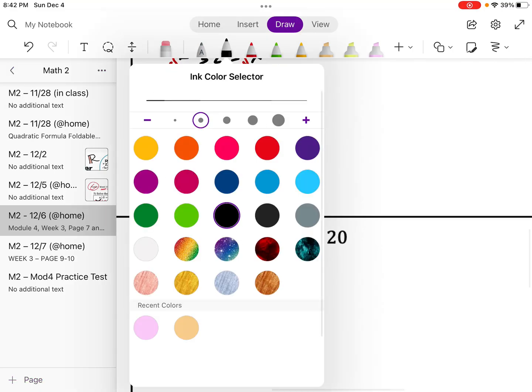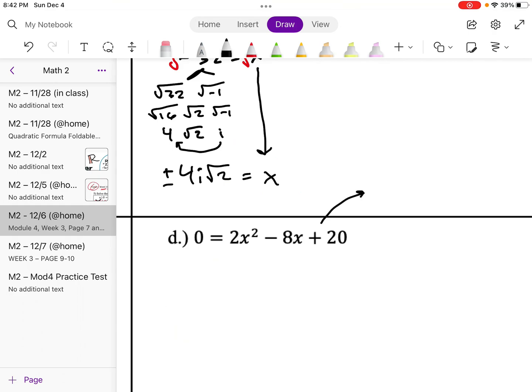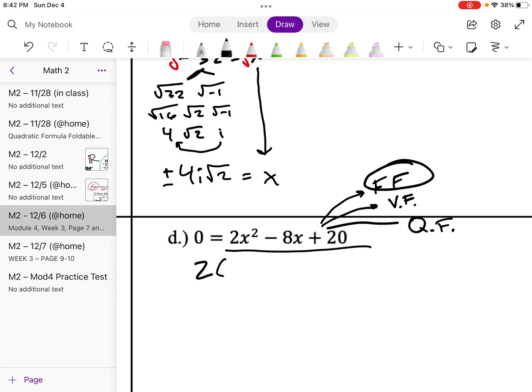Now this one has a couple of options, so it's in standard form, so we can either put it in factored form by doing a diamond problem, or we can do AC method or box method. We could do vertex form, but we would have to complete the square, or we can do quadratic formula. Pick your poison. It doesn't really matter which one you do. I like doing factored form because it's the fastest.